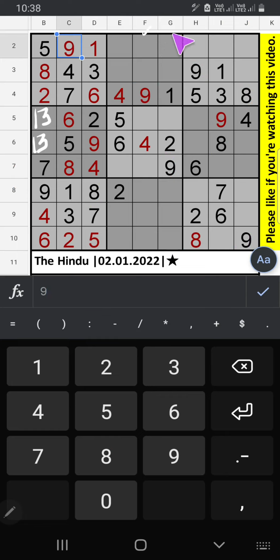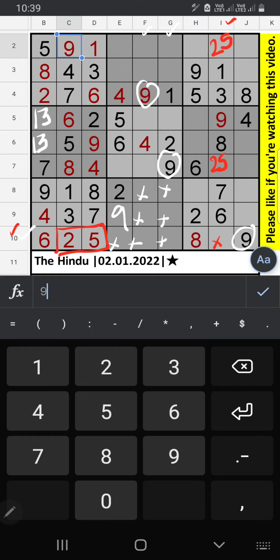Column F, column G, we have 9. So 9 can't come in these cells. In the 10th row, we have 9. So 9 can't come in this cell. 9 is confirmed here. Column I, 3 numbers are remaining, 2, 4, 5. In the 10th row, we have 2, 5. So 2, 5 can't come in this cell. 2, 5 is here. We will confirm later.